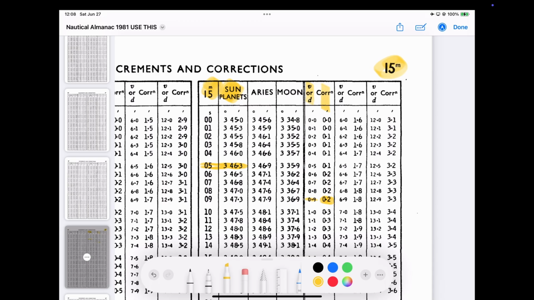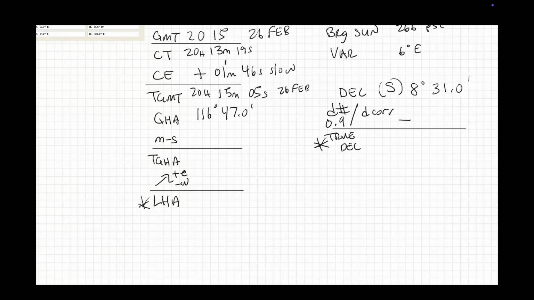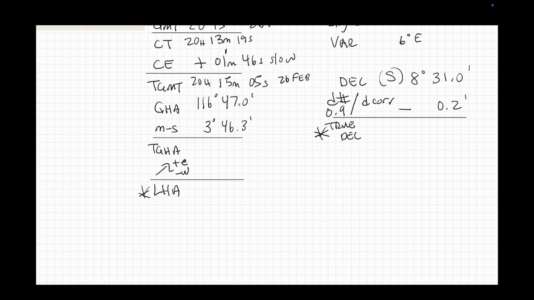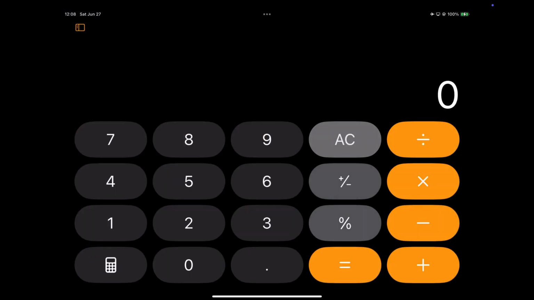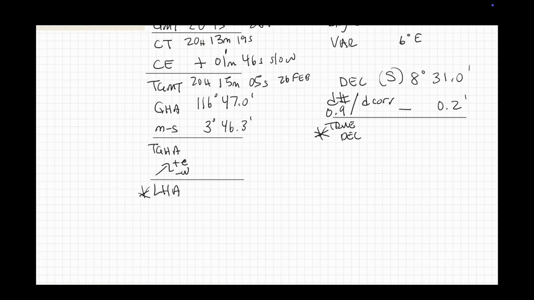The GHA minutes and seconds is 3 degrees, 46.3 minutes, and we had 0.2 for our correction. Now I'm just going to do regular arithmetic. Let me get my calculator. It's easy. 31 minutes minus 0.2 is 30.8. So south 8 degrees, 30.8 minutes. That's my declination.